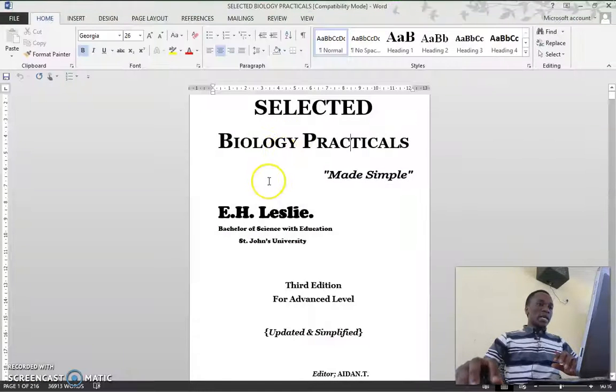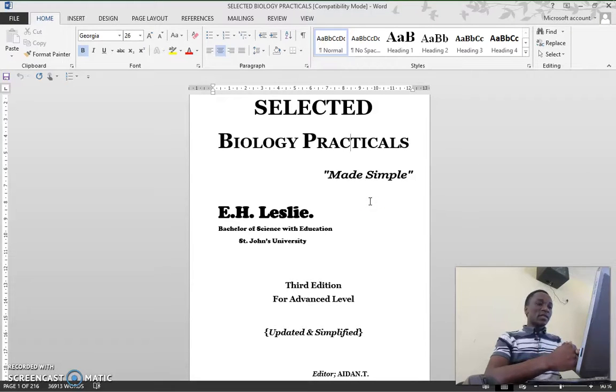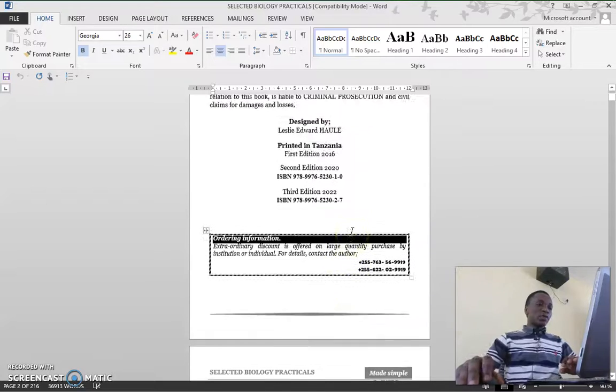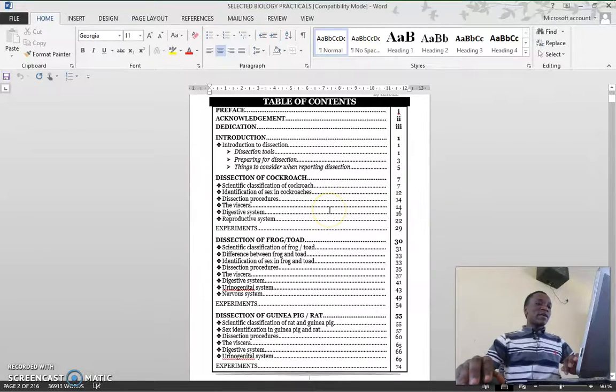So basically, the book is Selected Biology Practicals, and everything there is made simple. Everything has been simplified because one of the reports from users of the past versions was to keep things simple. So I decided to sit down and simplify things. The first version was in 2016, and it has been improved several times, so until now we have a much better thing.